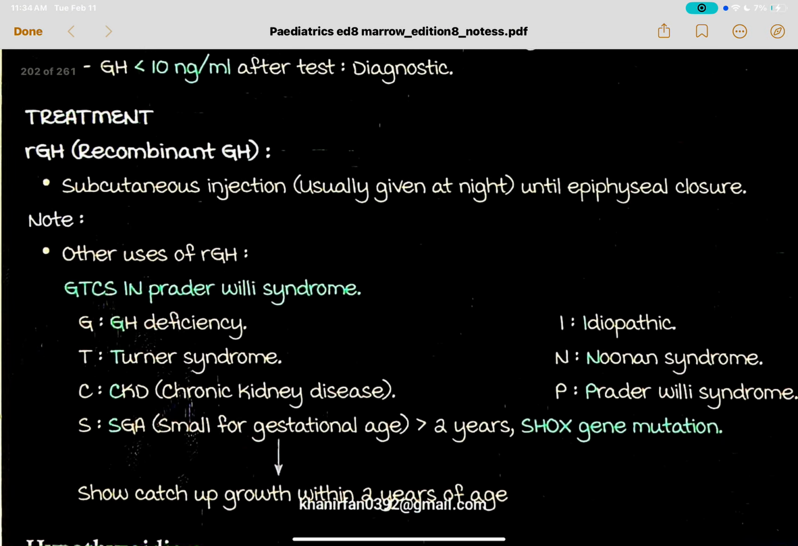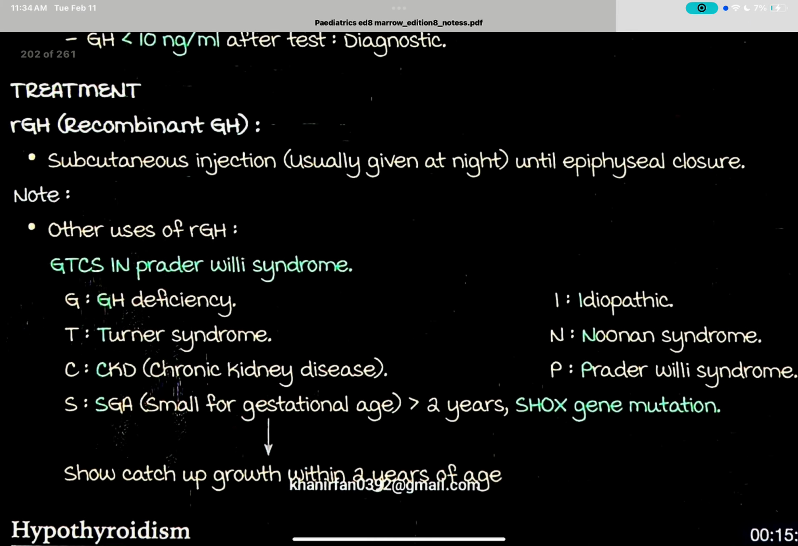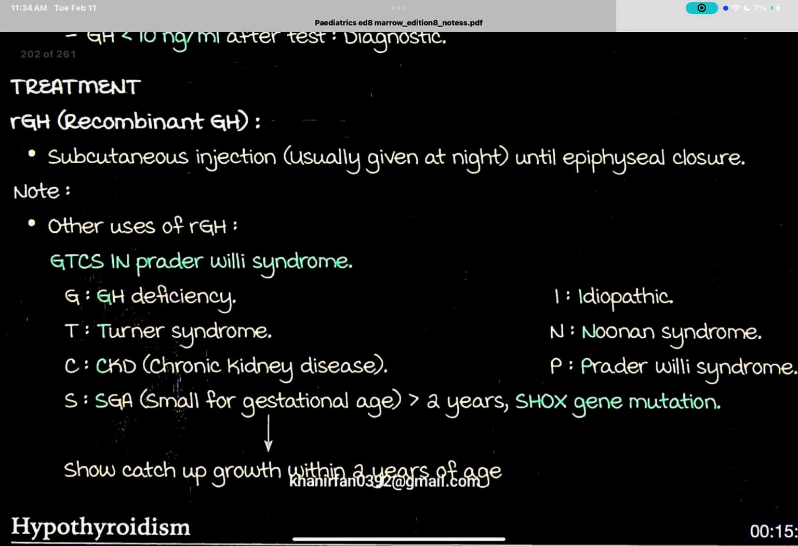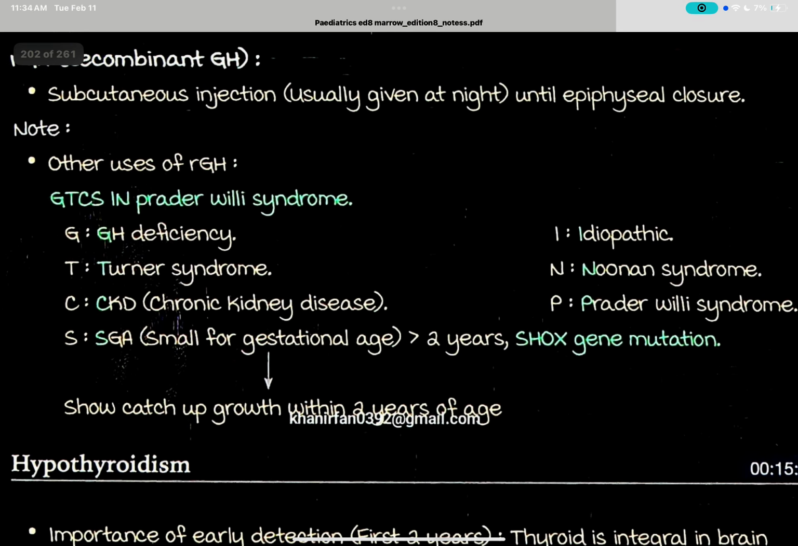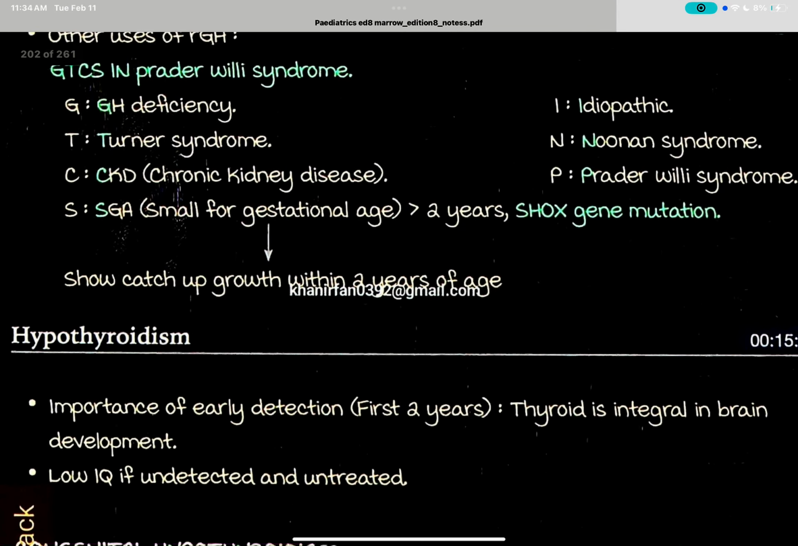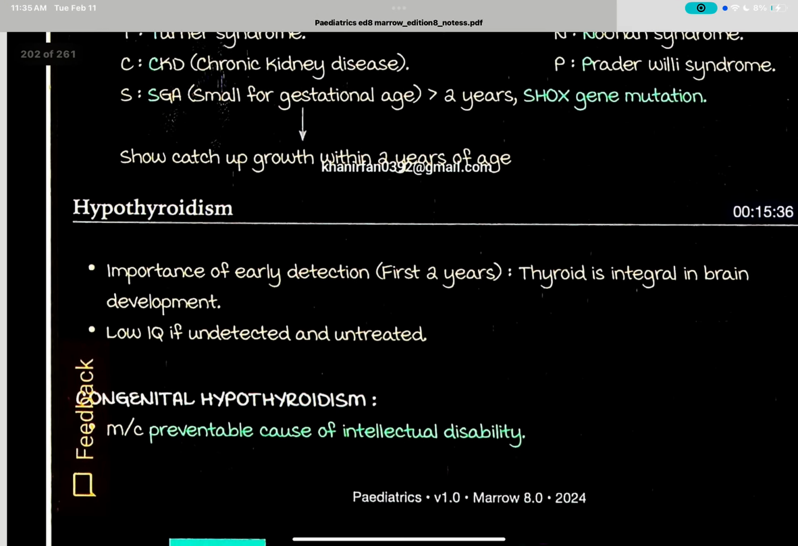Treatment, recombinant growth hormone. Subcutaneous injection usually given at night until epiphyseal closure. Other uses of recombinant GH are growth hormone deficiency, Turner syndrome, chronic kidney disease, small for gestational age for more than 2 years, SHOX gene mutation, idiopathic short stature, Noonan syndrome, Prader-Willi syndrome.